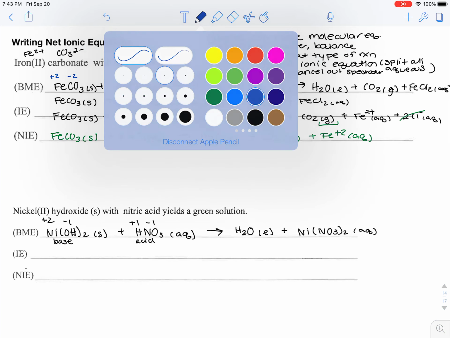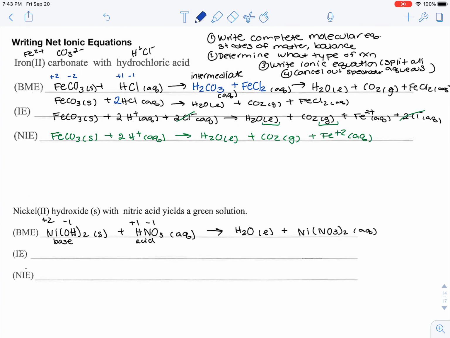Then to balance the reaction, let's see, 2 nitrates, so I put a 2 here. So now I have 2 nitrates on both sides. I have 2 hydrogens plus 4 hydrogens and an oxygen. So if I put another 2 here, I'm completely balanced. And then you write your ionic equation.